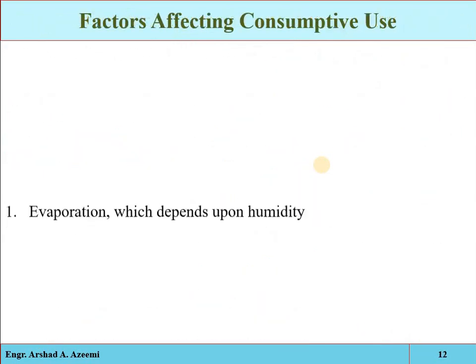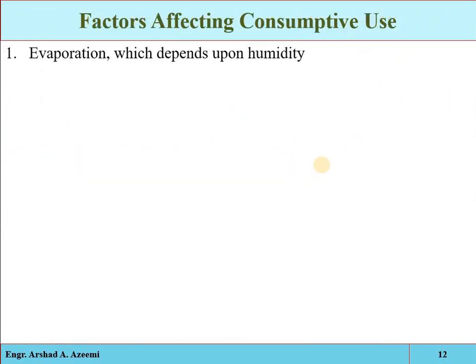Okay, now we have different factors which affect the consumptive use, that is why the consumptive use will be different for different areas, for different crops at different climates. So the first one is the evaporation. If the evaporation rate is high, it also depends on the humidity, so we can say that if for a specific area the evaporation rate is high, then automatically the consumption will be more, you will have to supply more water.